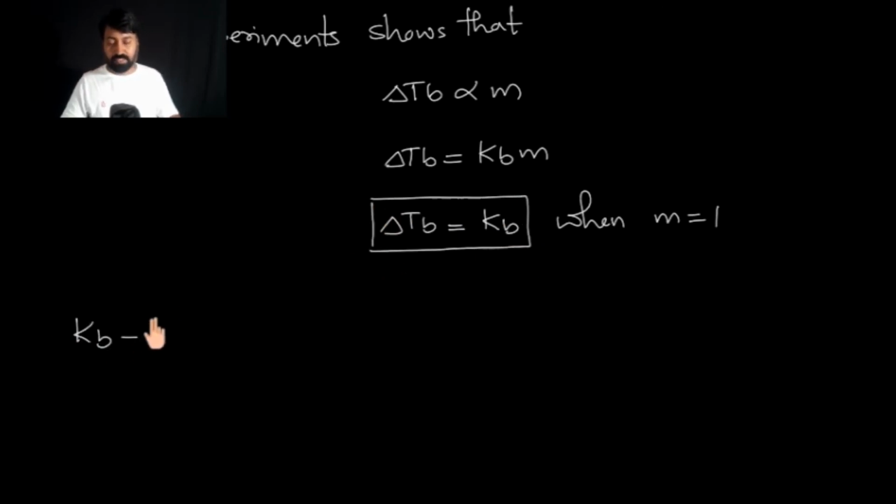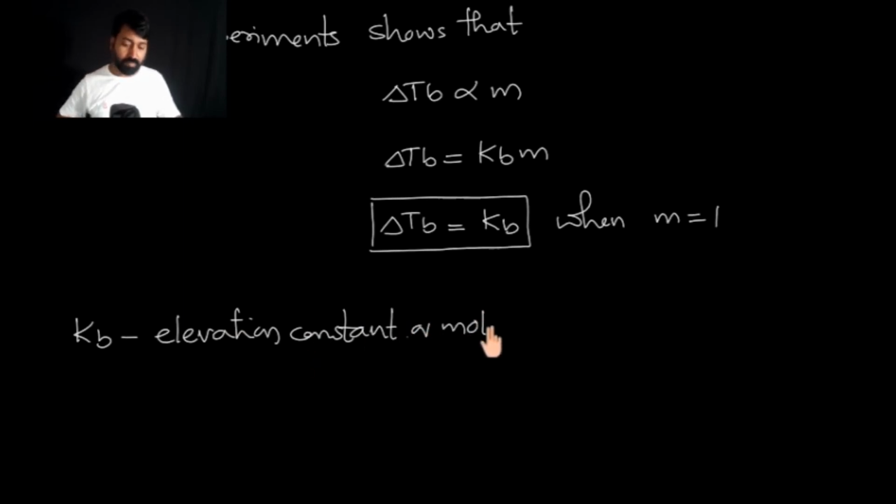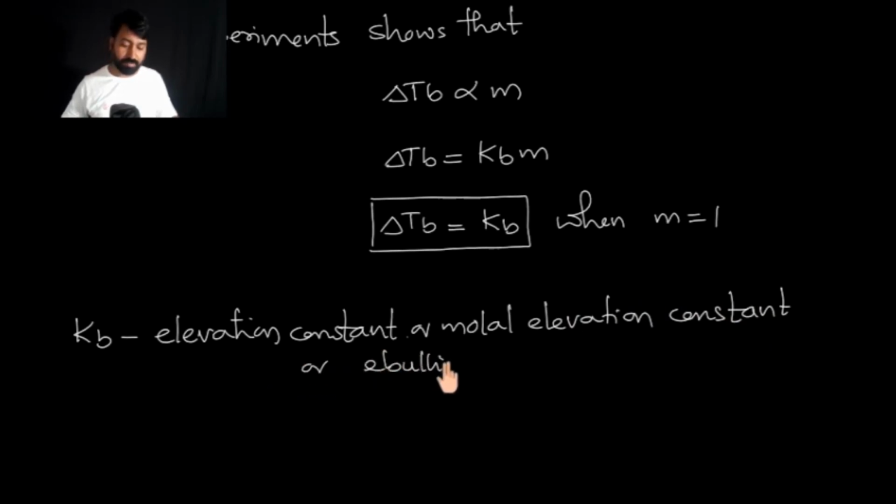So what is KB called? KB is called the elevation constant. Or it is called the molal elevation constant. And after that, it is even called the ebullioscopic constant. These are the different terms you can get here.